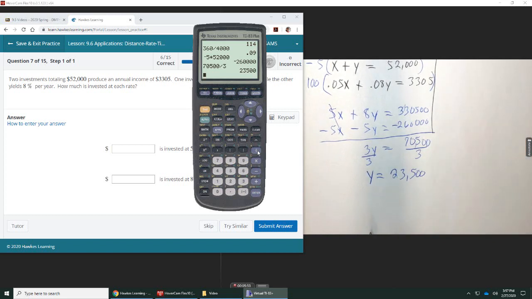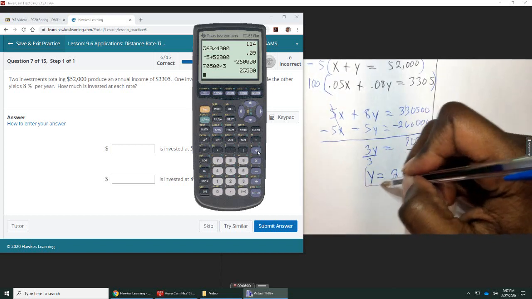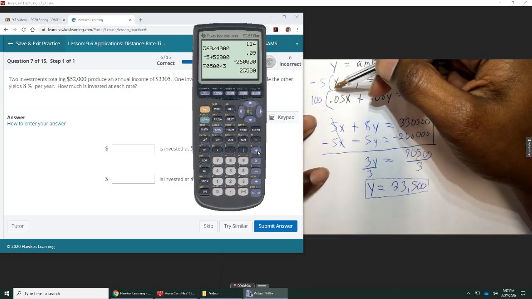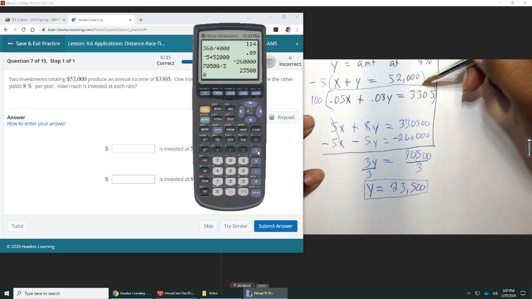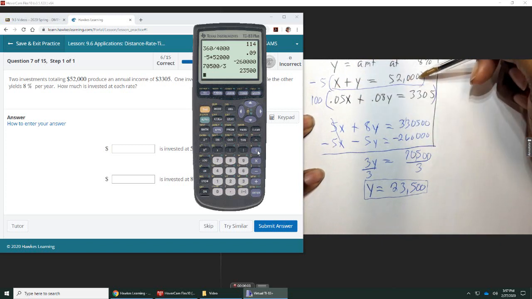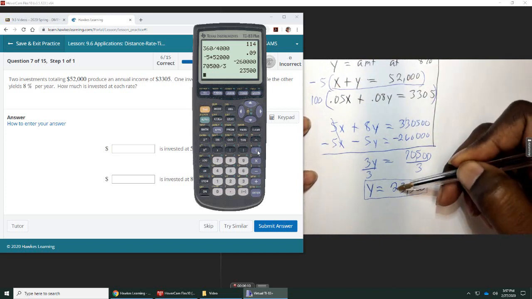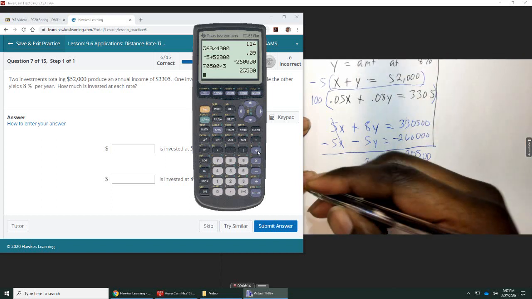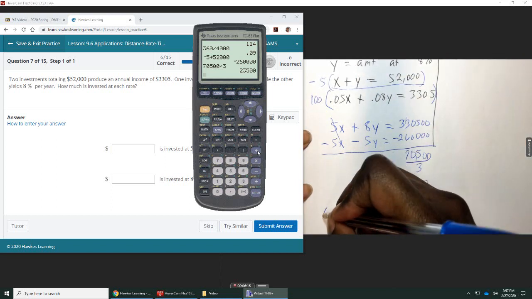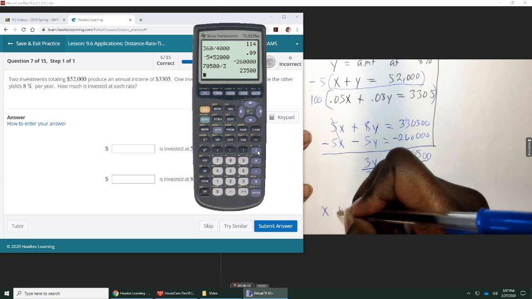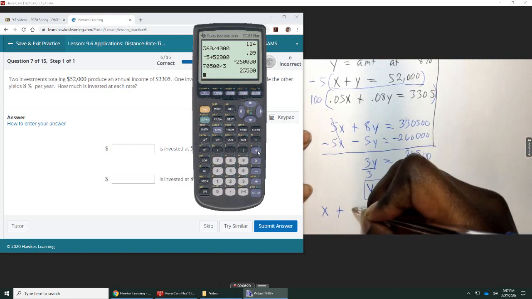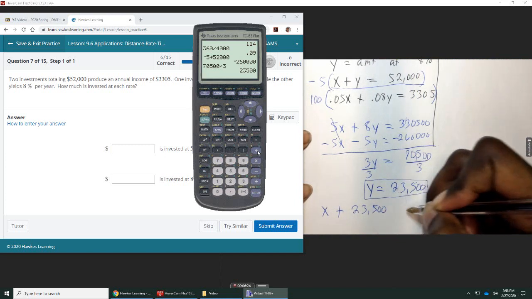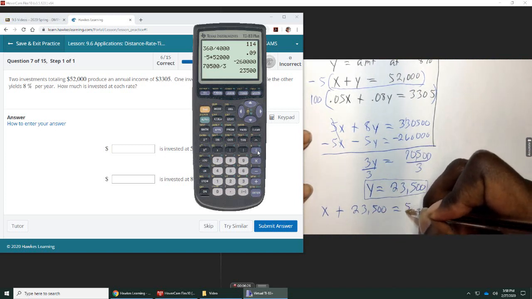Then we figure out the other amount. We knew the total from the original equation was 52,000. So we're just going to plug this in and do the math to figure out what X is. We have X, which we don't know right now, plus Y, which is 23,500, equals 52,000.